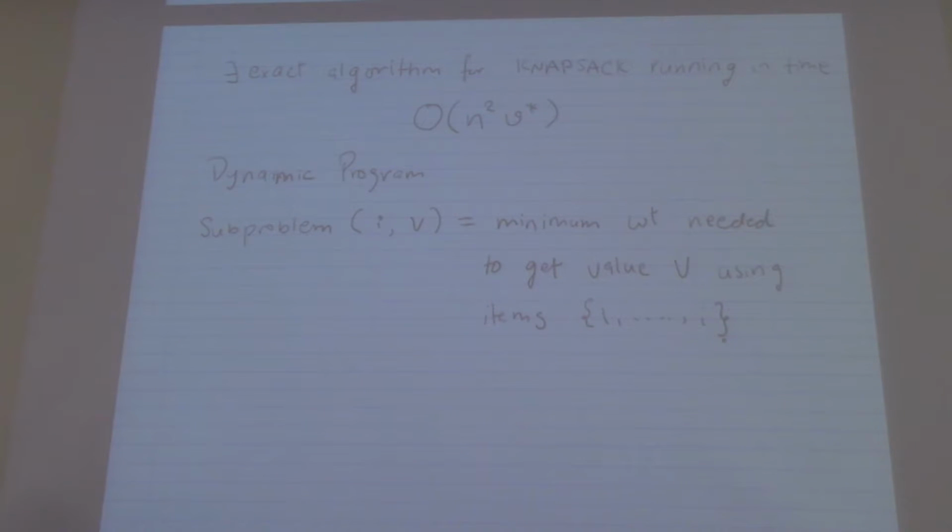How will you find the optimal knapsack value from this dynamic program? Suppose I could fill up all the entries in this table, right? There's a whole bunch of entries in this table. Suppose I could fill them all up. How would I find the actual best solution? What would I do?